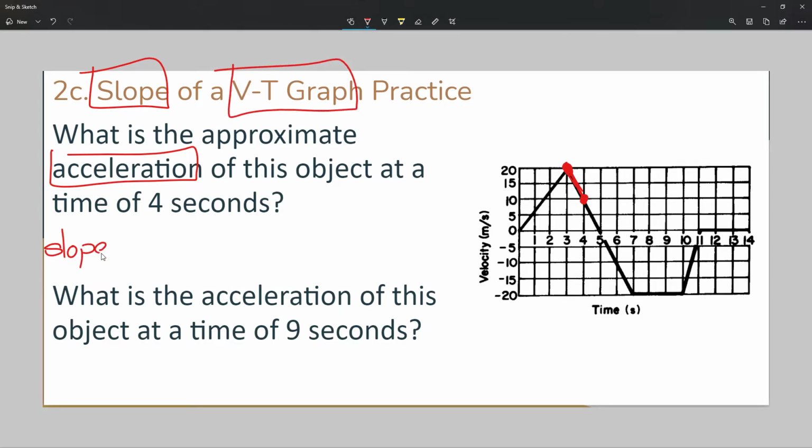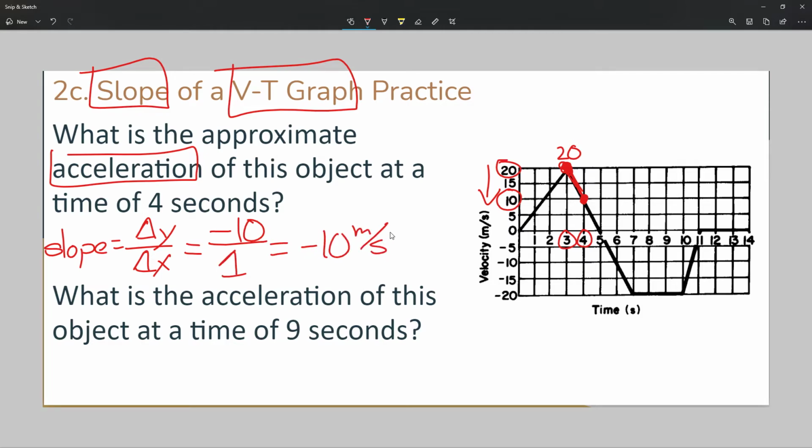So slope is equal to delta y over delta x. What's the change in y? You go from 20 to 10. And so your change in y here is negative 10, because you're going down 10. And your change in x from 3 to 4 is 1. And so you get negative 10 meters per second squared.